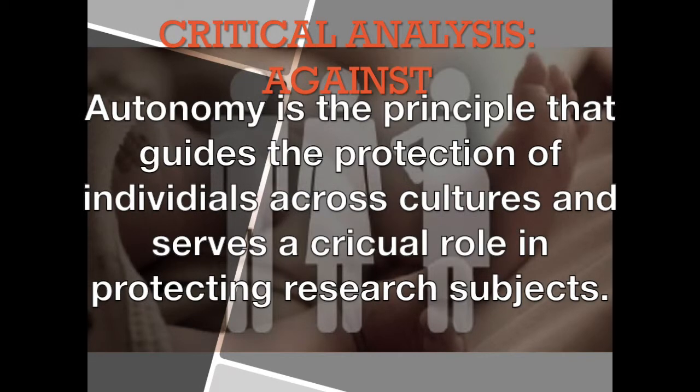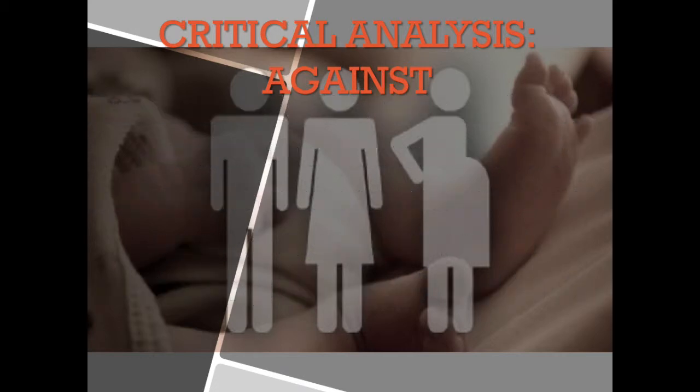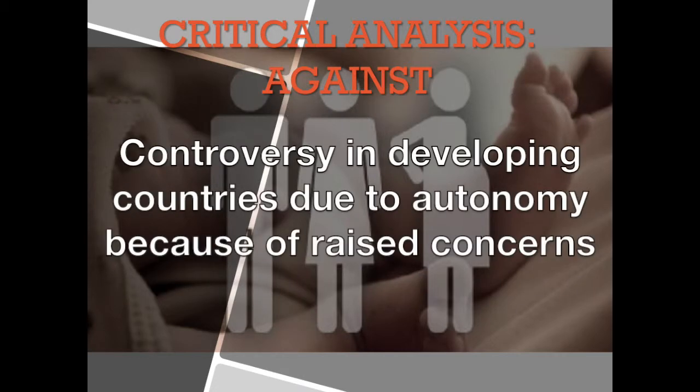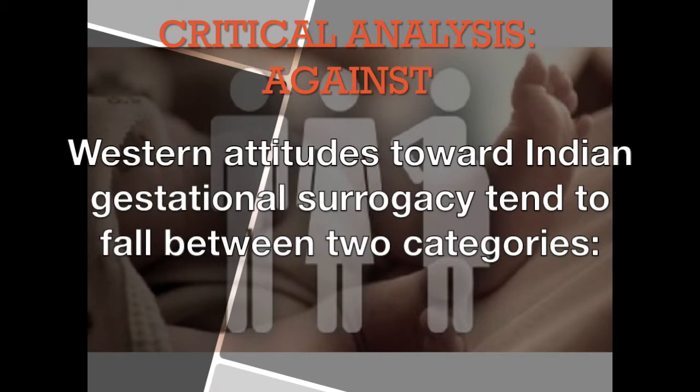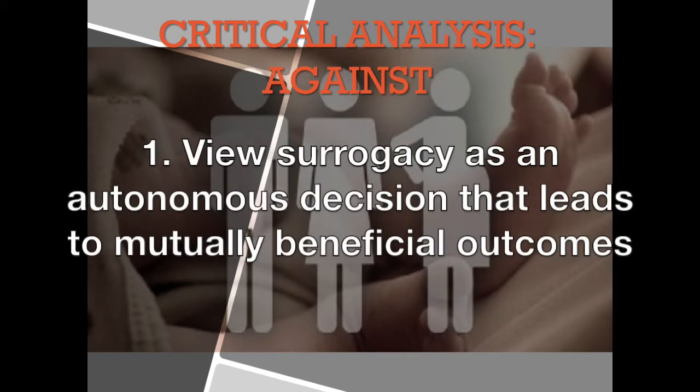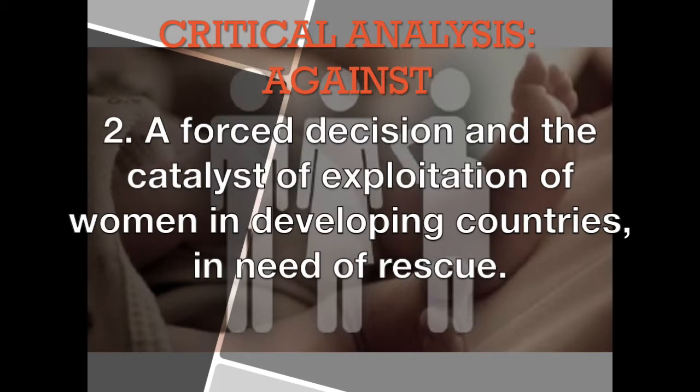Autonomy is the principle that guides the protection of individuals across cultures and serves a crucial role in protecting research subjects. However, the exportation of Western bioethics to developing countries has triggered controversy regarding the principle of autonomy and raised concern about ethical issues. Western attitudes toward Indian gestational surrogacy tend to fall within two categories: those who view it as autonomous decision-making that leads to mutually beneficial outcomes, and those who view it as a forced decision and the catalyst of exploitation of women in developing countries who need rescuing.